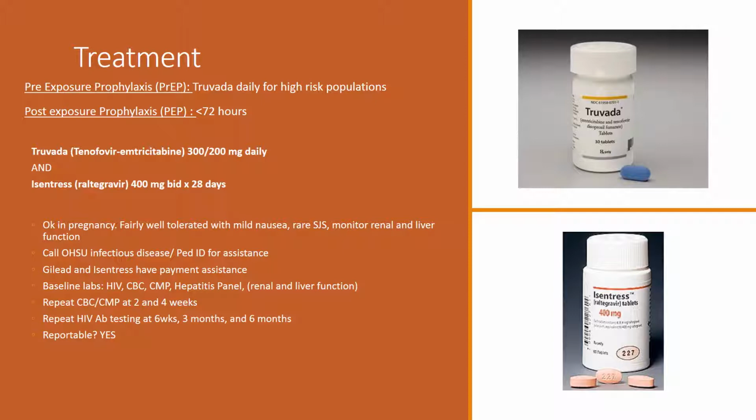So they should be following up with their primary care provider as soon as they can, repeating their labs, and then they need to repeat their HIV antibody testing. That 4th generation test they'll do at 6 weeks, 3 months, and 6 months to confirm that they did not contract HIV. And if somebody shows up positive, again, it's reportable. Sorry, I know this is a lot of information, but I do have some papers at the end for you guys.